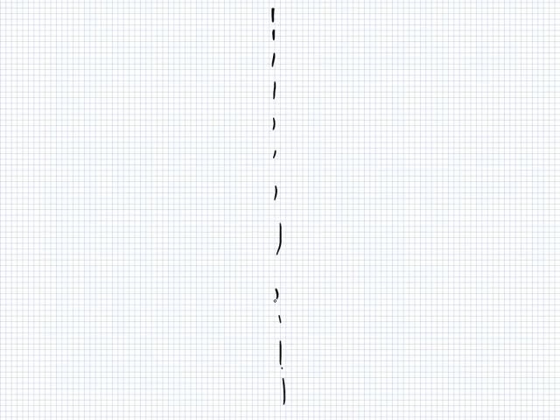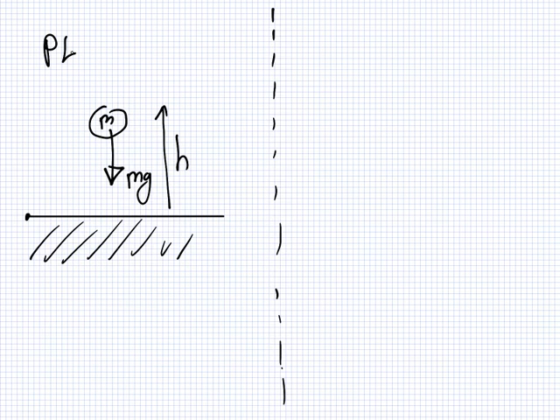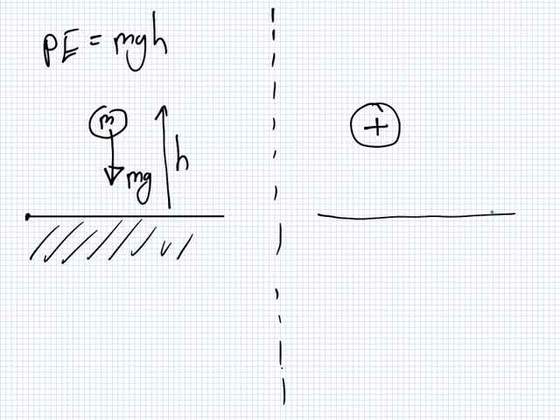So, to explain the next part, I will go back to mechanics to help explain it. So here is the ground. And here's a particle of mass m. And it is being pulled down with a force mg. And it's at a height of h. And what is the potential energy here? mgh.